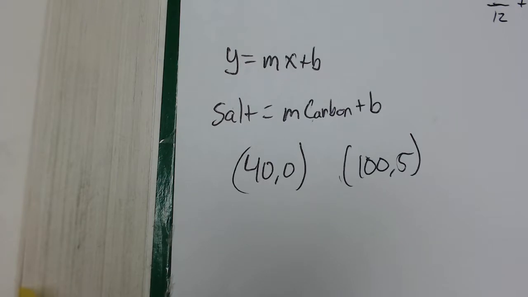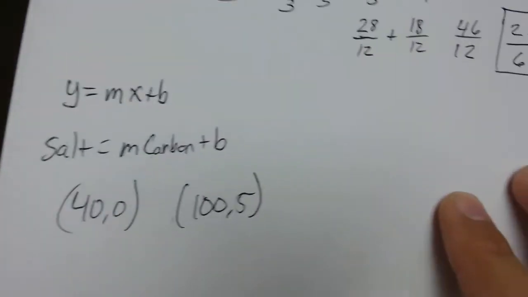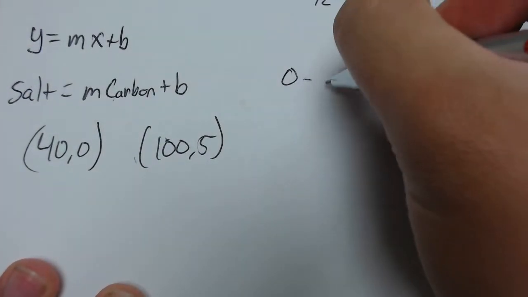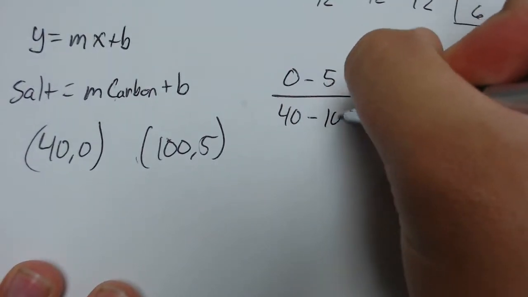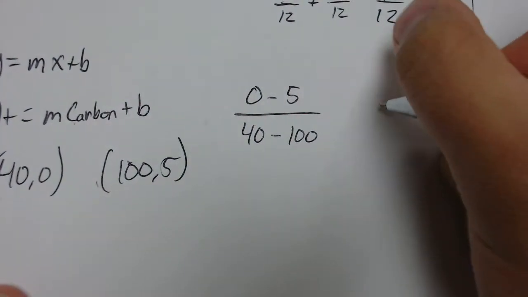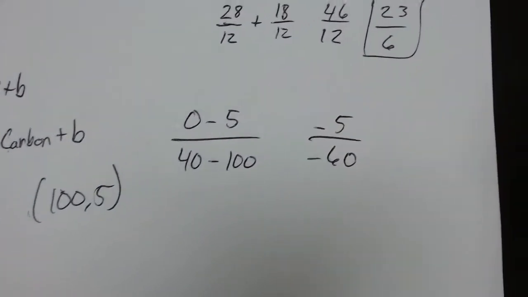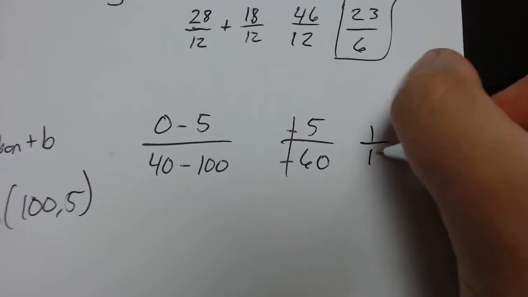So first I'm going to find my slope. To do that, I'll go ahead and use the slope formula. So I'm going to take y1 minus y2 over x1 minus x2. That's going to give me -5 over -60. The negatives will cancel, and then 5 over 60 reduces to 1 over 12.